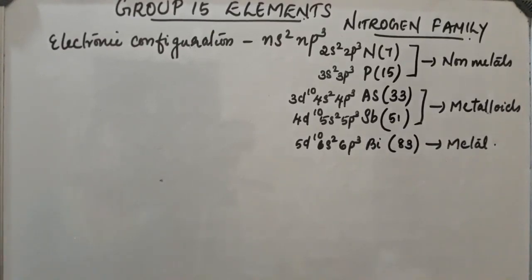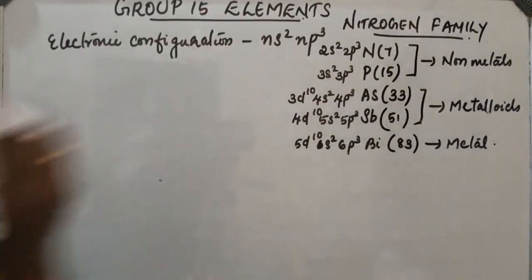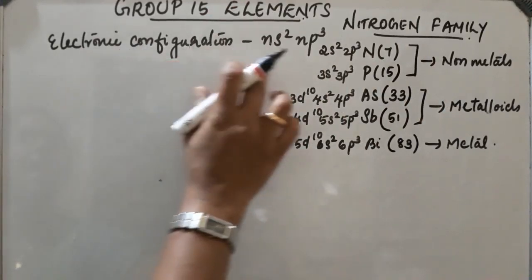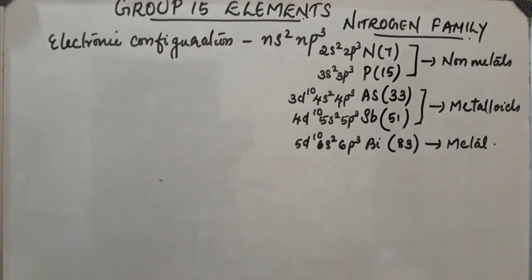P block elements are from group 13 to 17. Group 13 and group 14 we already discussed. Today we are discussing group 15 elements. They are also called the nitrogen family. Their electronic configuration is ns2 np3.